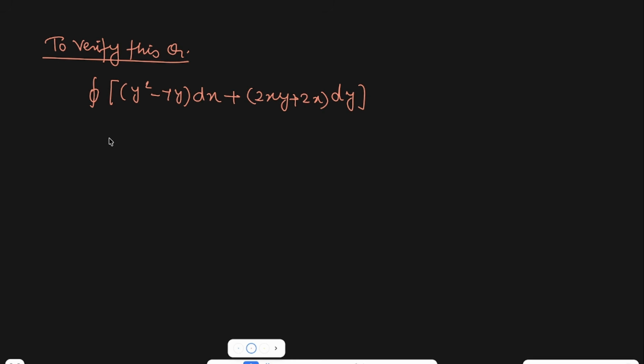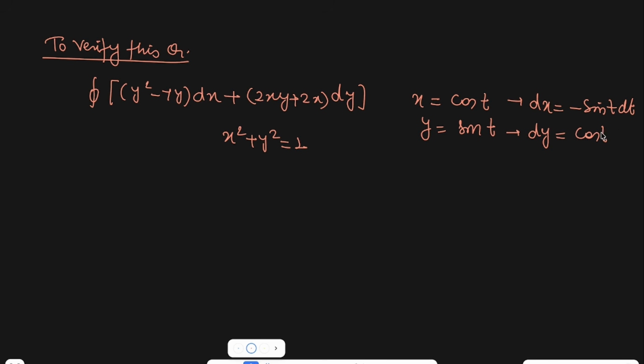So in that case you have to convert. Take x equals cos t, y equals sin t, because it is a circle, given x square plus y square equals 1. Then find dx equals minus sin t dt, and dy equals cos t dt, and replace them here. Again, t will be from 0 to 2 pi.